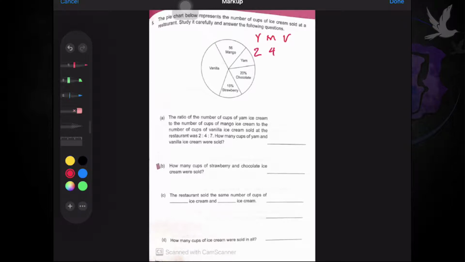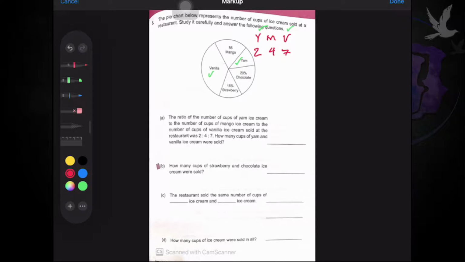2:4:7. How many cups of yum and vanilla ice cream were sold? So you're asked for yum and vanilla. Okay, knowing that ratio natin, ito yung mga tinatanong ha, dalawa. Yum and vanilla. Sa mango, you already have your data.